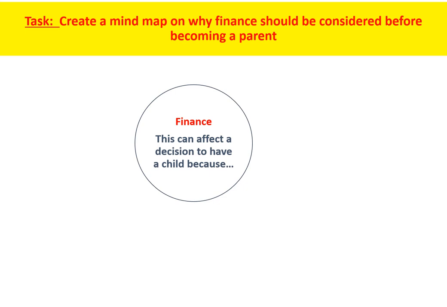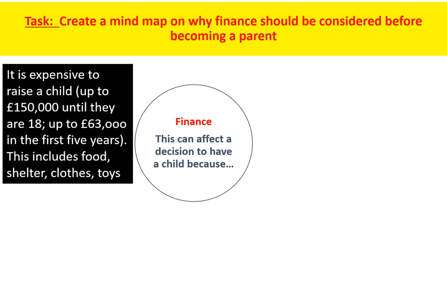Okay, let's see how you got on. You should consider the overall cost, especially raising a child up to those first 5 years, where it can cost up to £63,000. Can a person afford to feed and to clothe and to provide adequate sheltered housing and stimulating toys for that child's development?